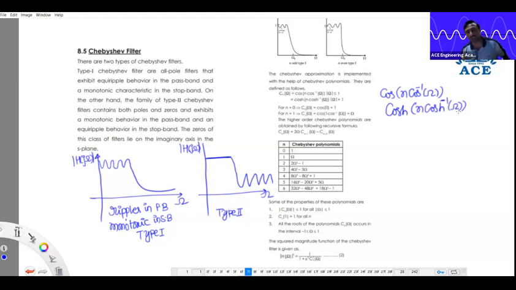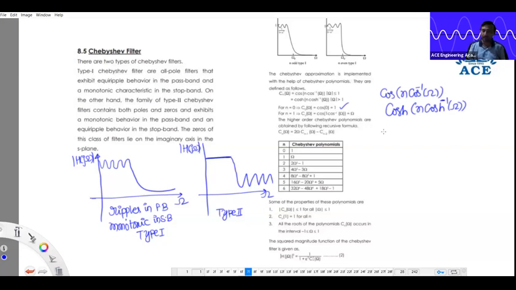You will not get this question 100% in the GATE paper. Listen first, on Chebyshev you will not get a question. See, if I substitute n as 0, cos 0 is 1. 0th order means no delay. If I substitute n as 1, cos of cos inverse omega is omega.